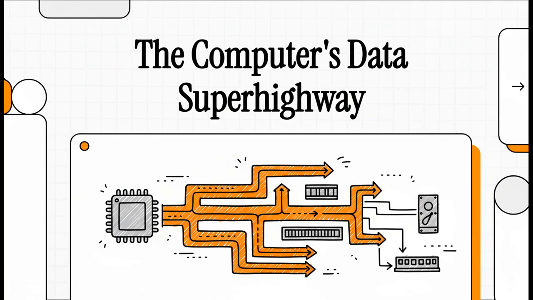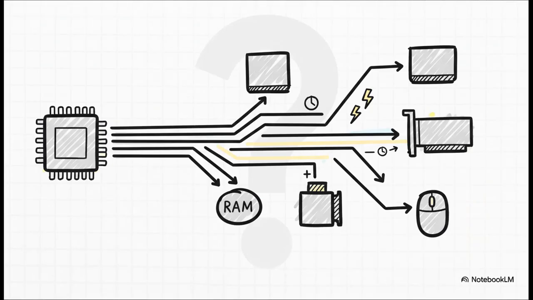Today, we are going deep, way down inside your computer to uncover the hidden network that makes everything, well, work. I mean, think about it. You plug in a keyboard, a flash drive, a monitor, and it just works. But how? How does the computer instantly know how to talk to it? The answer, it turns out, is a critical component called the bus.